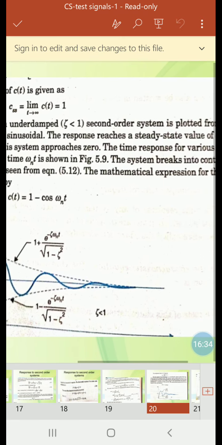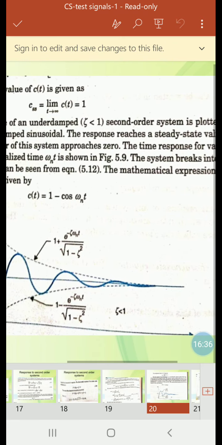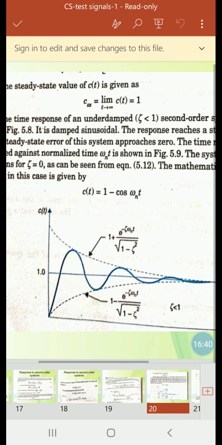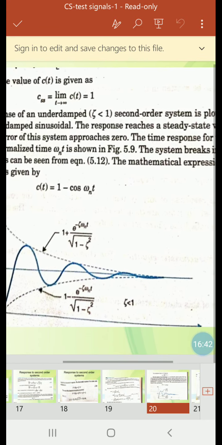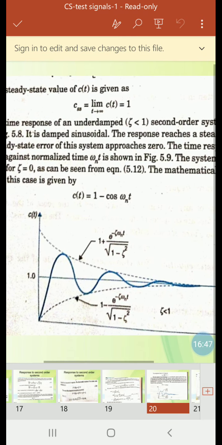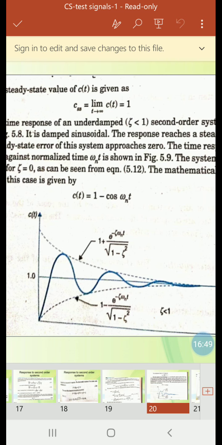So for an underdamped second order system, the time response has been plotted here. It is damped sinusoidal. Then whatever is the response, it reaches a steady state value of C SS is equal to 1. At that time, the steady state error of the system approaches 0.